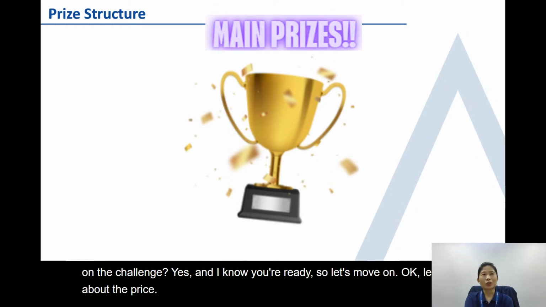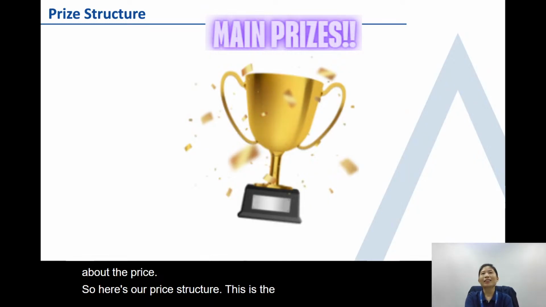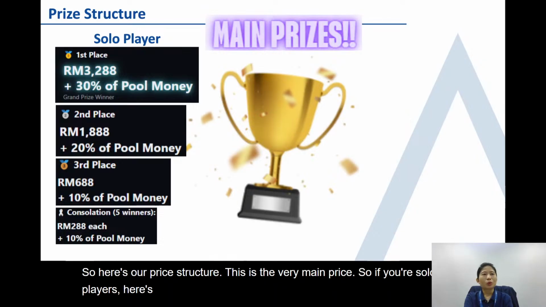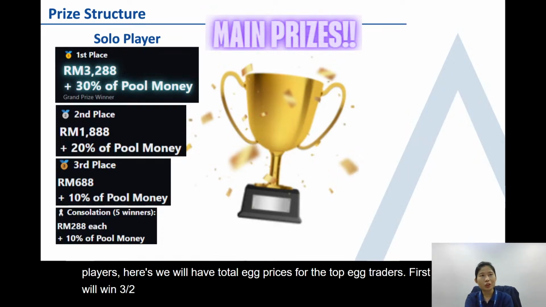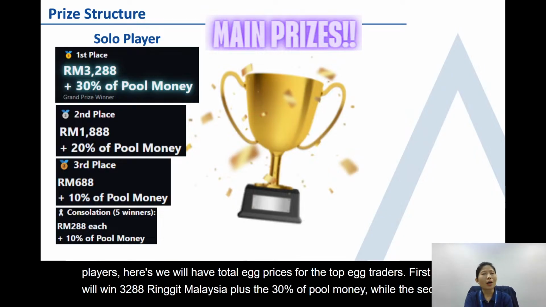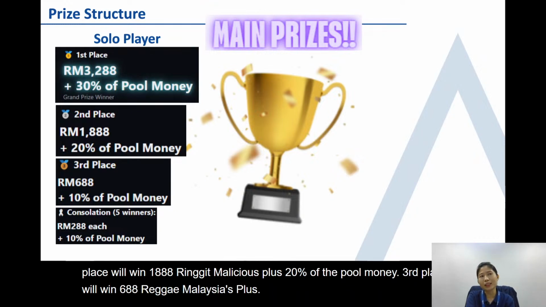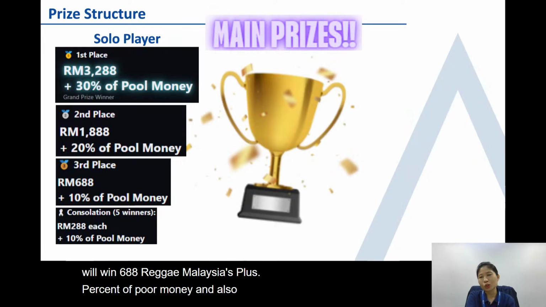So here's our prize structure. This is the main prize. If you are a solo player, we will have a total of 8 prizes for the top 8 traders. First prize will win 3,288 ringgit Malaysia plus 30% of the pool money, while second place will win 1,888 ringgit Malaysia plus 20% of the pool money. Third place will win 688 ringgit Malaysia plus 10% of the pool money. And we also have consolation prizes. We have set about 5 winners.